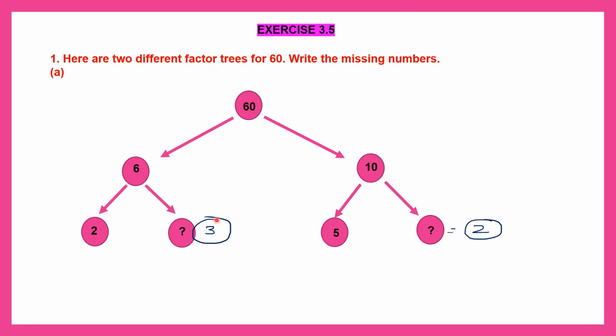So now the branch has stopped, and as you can see, the end of the branch here is 2 and 3, which are prime numbers. Beside that we have 5 and 2, which are once again prime numbers. So at the end of the branch, you will have prime numbers, telling us that the branch will not continue further. So this is a factor tree for 60.